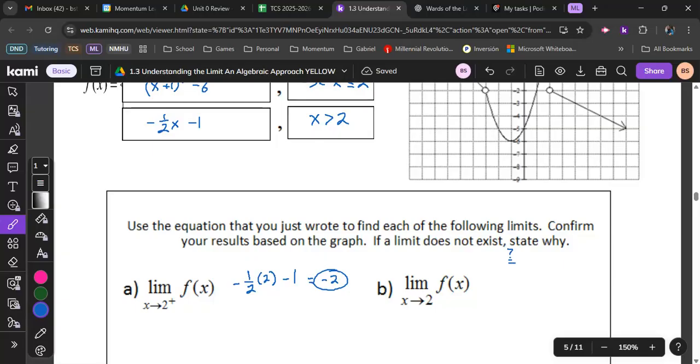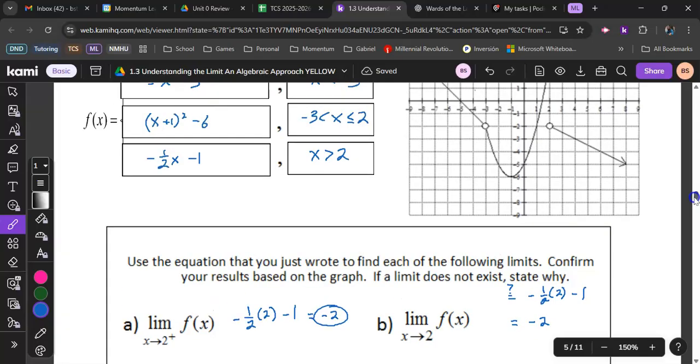So let's put a little question mark over our equal sign here. On the right side, we already know it was -1/2 times 2 minus 1, which of course was -2. On the left side, we're going to use the other function, which is this one here, right? That would be when it is smaller than 2. We'd need to use this one, right? Because x is less than 2. So we're going to use that one.